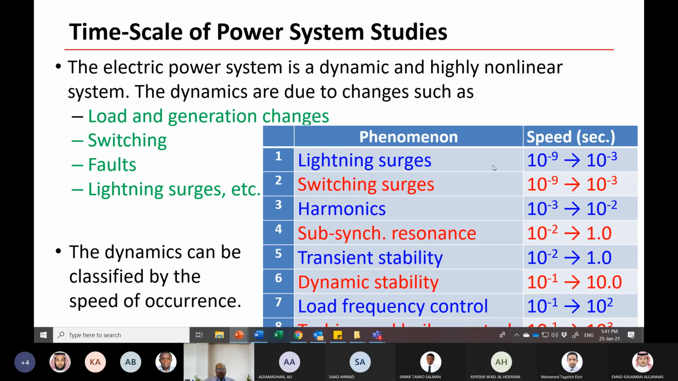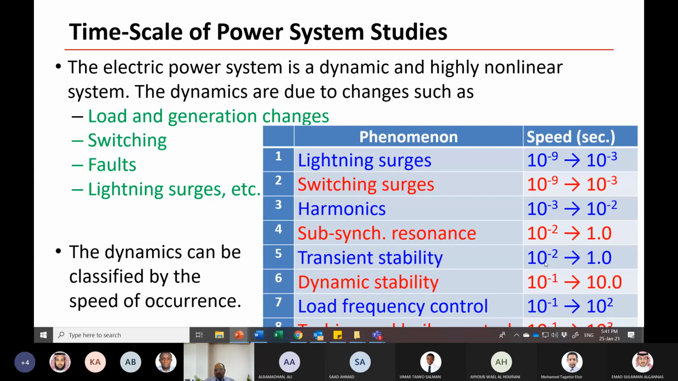But let us see here: lightning surges, nanoseconds to milliseconds, switching surges, harmonics, subsynchronous resonance, transient stability, dynamic stability. These are the areas of interest in this course. We are interested in dynamic and transient stability, where the time frame is 10 milliseconds to 10 seconds. Roughly speaking, these are not hard limits.